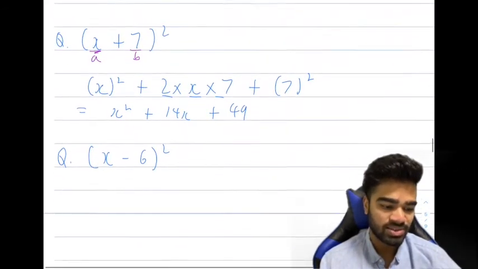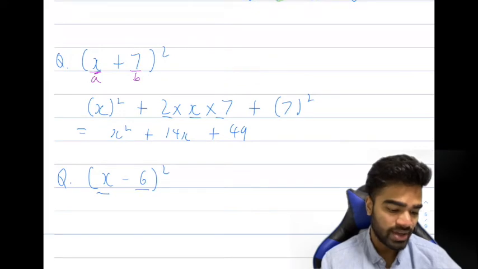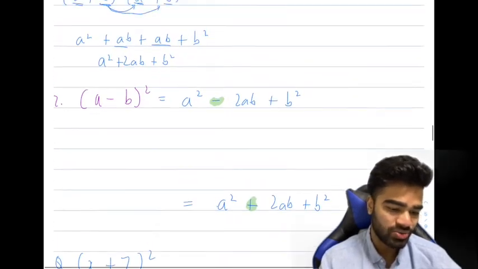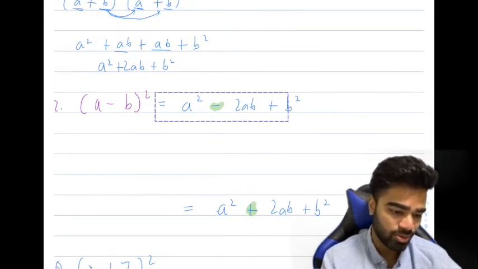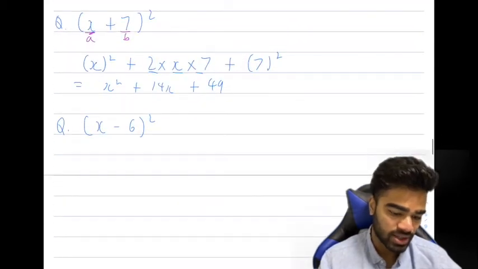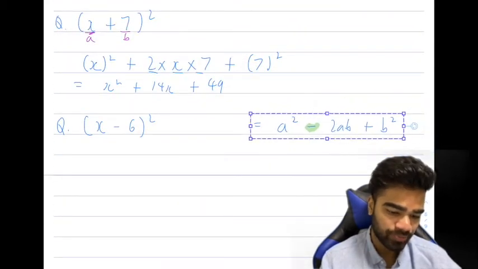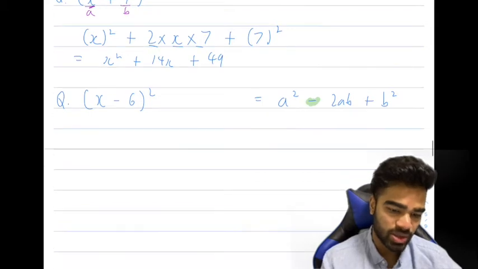Okay, so again, this is with the minus now. A minus b squared, right? So if it's a minus b squared, you use the second formula with the negative. Okay, so I'll copy it down for reference, so I'll put it here. Okay, a squared minus 2ab plus b squared.